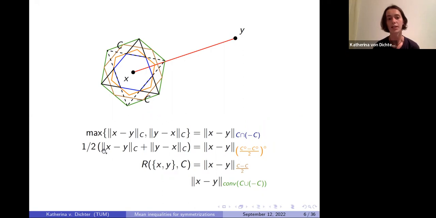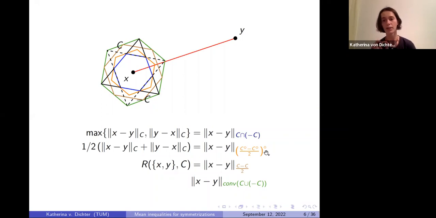But you can take another symmetrization. What if you take just the arithmetic mean of these two gauges? This corresponds also to a norm, but to a new norm. This is a norm that has as the unit ball this new set, which is C polar minus C polar over 2, and taking again the polar.